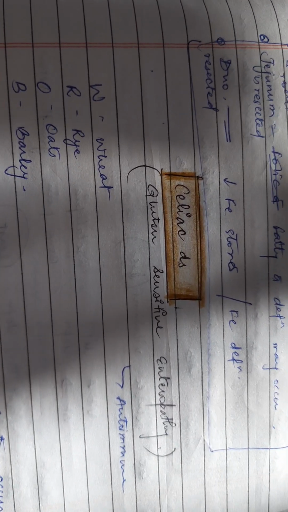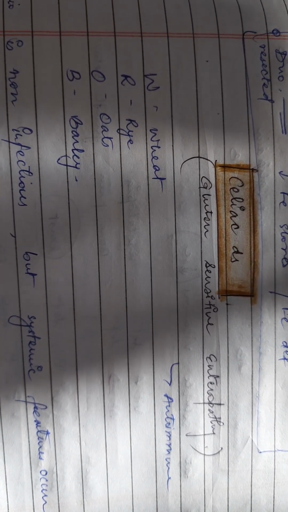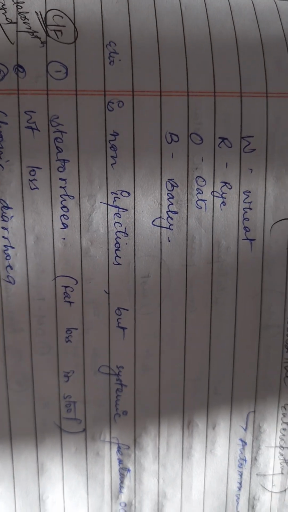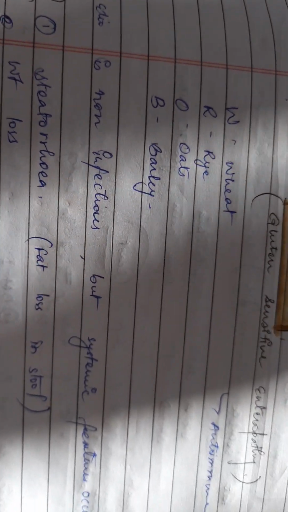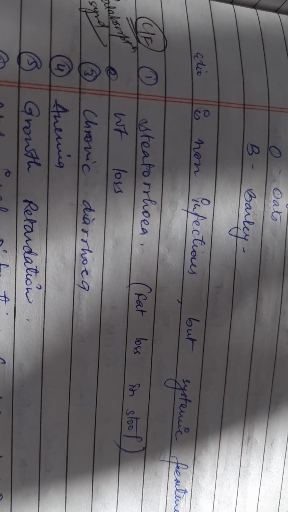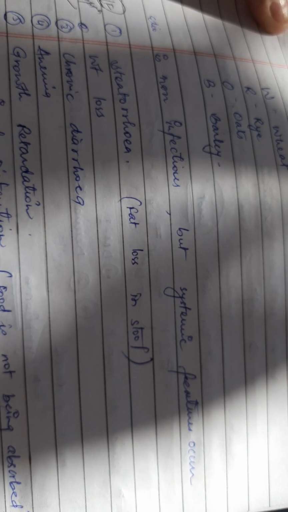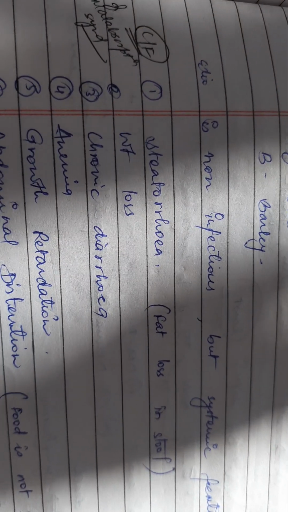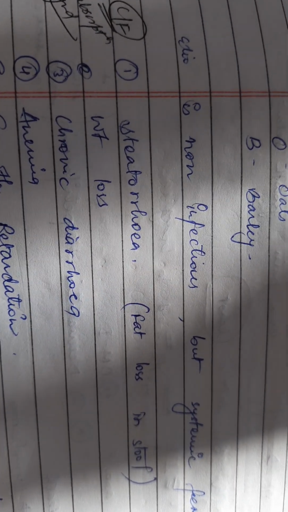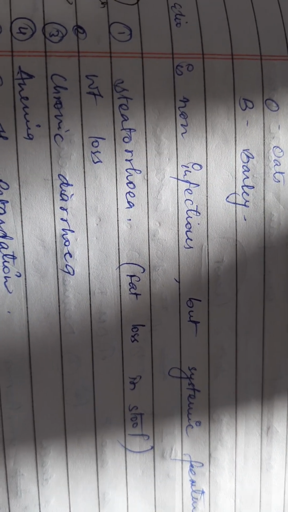Then celiac disease. This is a gluten sensitive enteropathy. It is autoimmune. Wheat, rye, oats and barley are not given because they contain gluten. Etiology is non-infectious, but systemic features occur. Obviously it is autoimmune, but systemic features occur here.